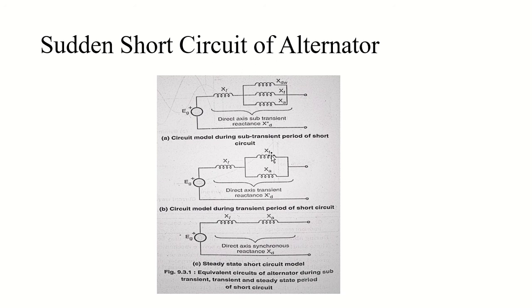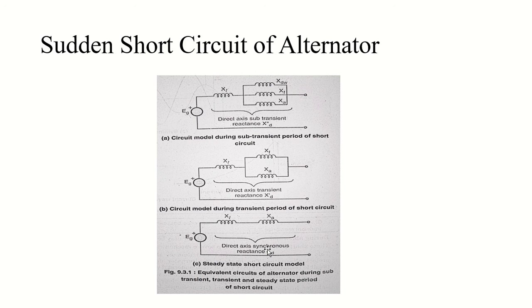Once it dies out, XF will become open circuited. The machine reactance changes from the parallel combination of XA, XF and XD omega, which was during the initial period of short circuit, to XA and XF in parallel, which is the middle period of short circuit, and later on to XA in steady state. By the way, this first state is known as subtransient state, this is known as transient state, and this is known as steady state.